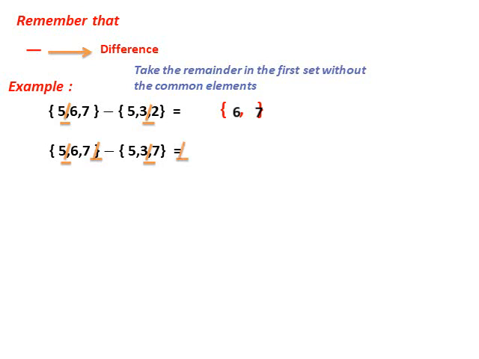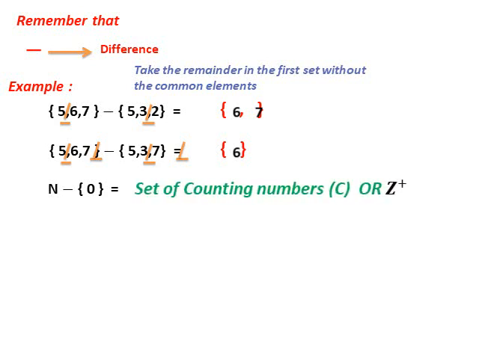So, I will take the remainder in the first set. Don't forget that. I take the remainder in the first set. So, I will take 6 only here between braces of set. Yes, wonderful. What about that? Natural number, difference 0. So, natural number, I have 0, 1, 2, 3, 4, and so on. So, I will cancel 0. Yes, wonderful. So, the remainder will be 1, 2, 3, 4, and so on. This meaning set of counting numbers.